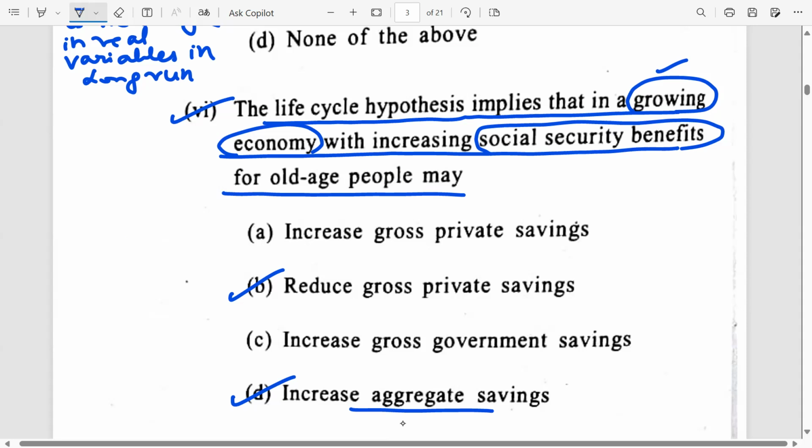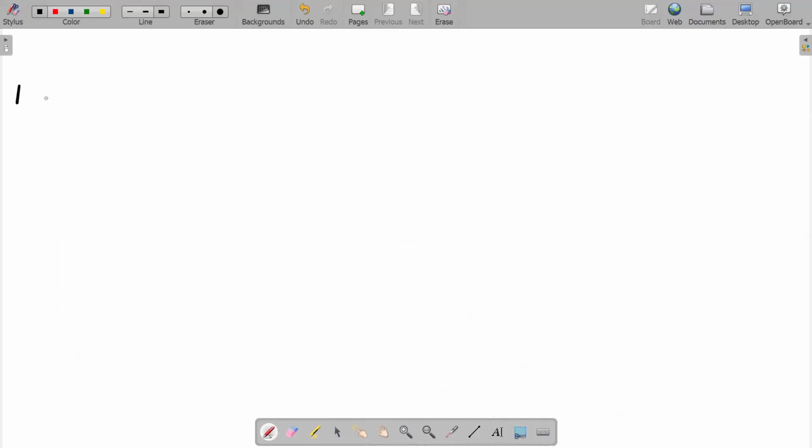Okay, so both the options are correct, depending upon the logic given by the student. Both are correct. Options B and D. So I can write both B and D are correct. I can come to the whiteboard and write a proper explanation for question 1, part 6.